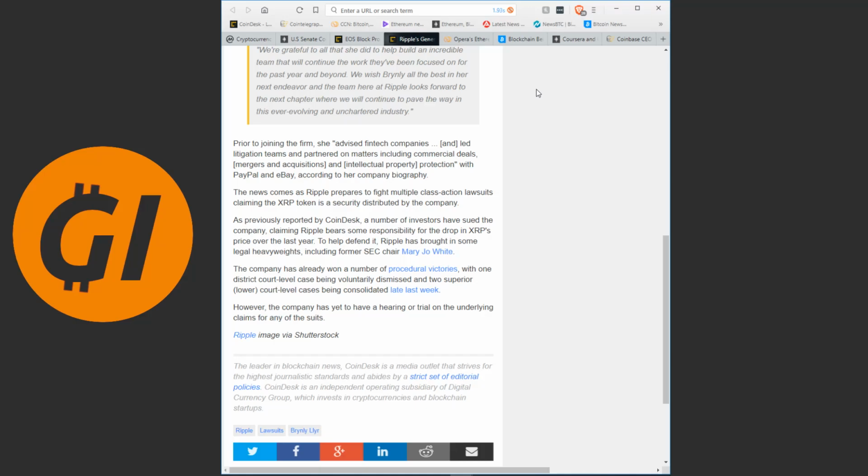Ripple has brought in some legal heavyweights, including former SEC chair Mary Jo White. The company has already won a number of procedural victories, with one district court-level case being voluntarily dismissed and two superior court-level cases being consolidated late last week. However, the company has yet to have a hearing or trial on the Alan Lane claims for any of the suits.